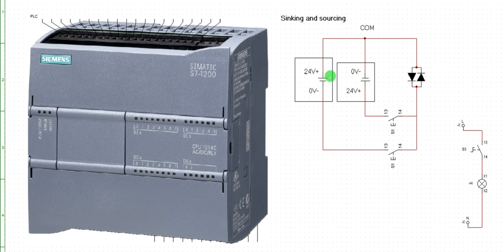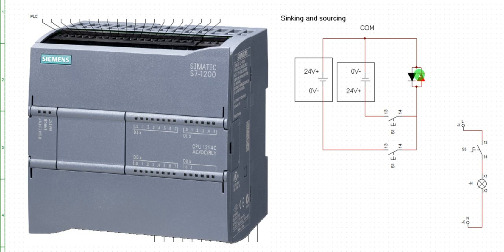Take note, both of them are two different sources. This one is sourcing, this one is sinking. This is the sinking method, this is the sourcing method. Whichever one is being used, passing the switch and coming to the CPU, is going to be accepted by some CPUs and not accepted by other CPUs.